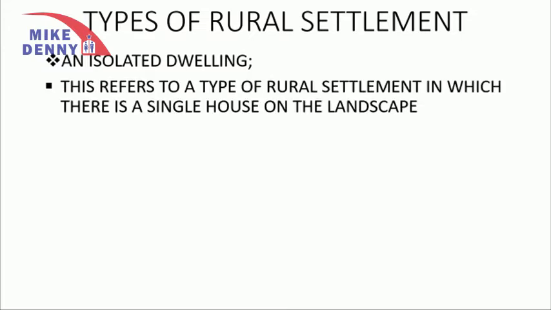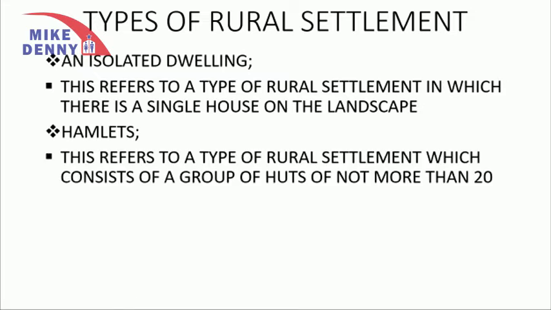Let's talk about the types of rural settlements. We have an isolated dwelling, which actually consists of a single house on a landscape. That's what we can call an isolated rural dwelling or isolated rural settlement, where we have a single house on a landscape. We also have hamlets. Hamlets are actually a type of rural settlement which consists of a group of huts of not more than 20. That's a group of huts of not more than 20 huts.